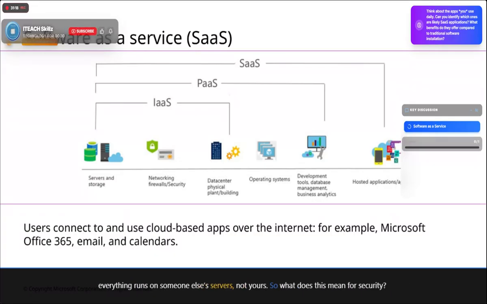So what does this mean for security? Well, it changes the shared responsibility model significantly. We'll explore that in detail soon. But essentially, with SaaS, the provider handles almost all of the security concerns, think patching operating systems, managing databases, and ensuring application availability. It's a shift from owning and maintaining everything yourself to subscribing to a service.